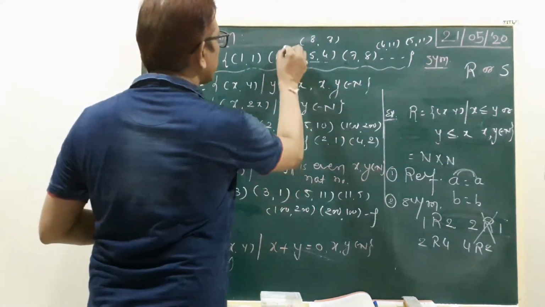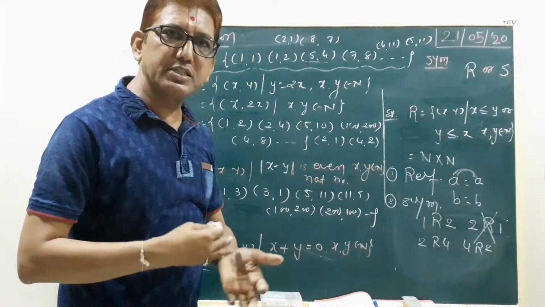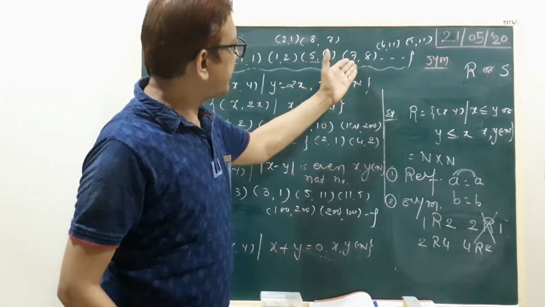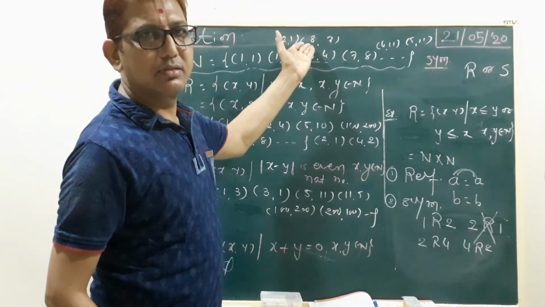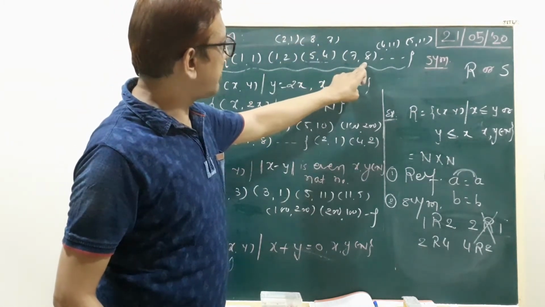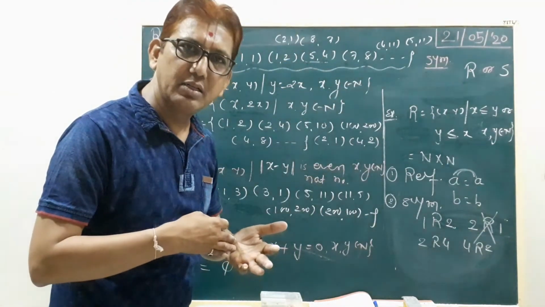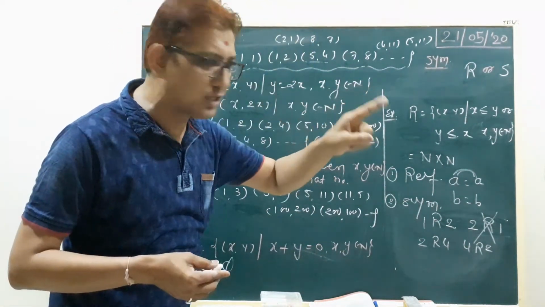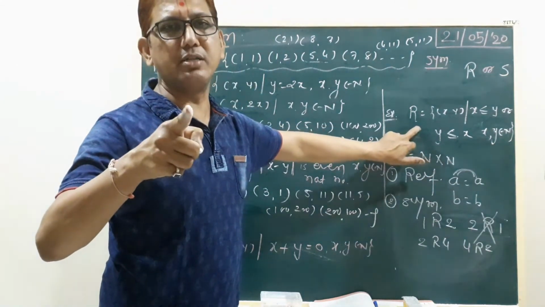So 2 1 is also possible. Here 1 2 is possible. Another, 7 8, x is less than y. 7 8 is possible. So y is smaller than x, right? So x is smaller than y and y is smaller than x. 7 8 is possible, so 8 7 is also possible. So in this question, reflexive is also possible. In this question, symmetric is also possible.